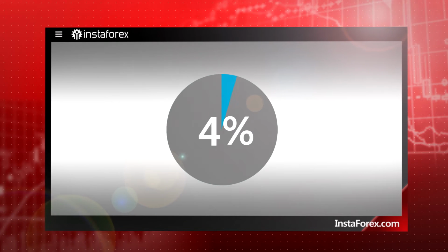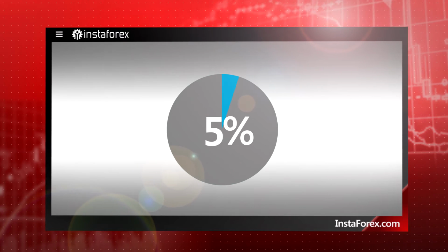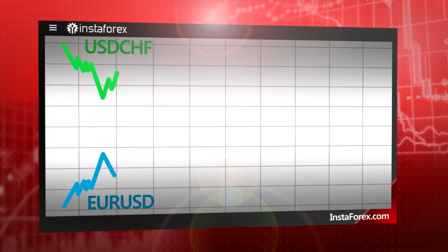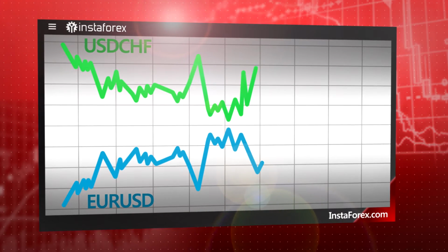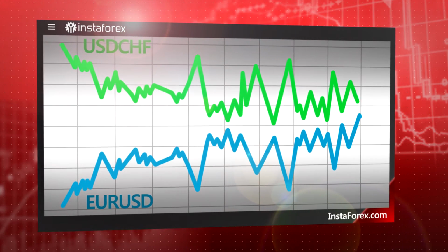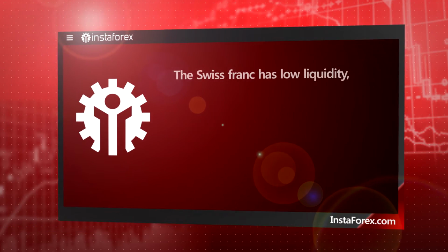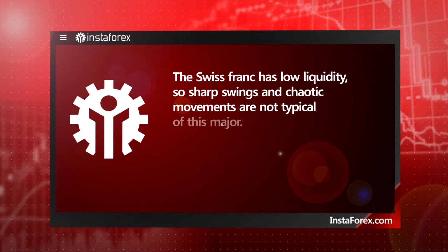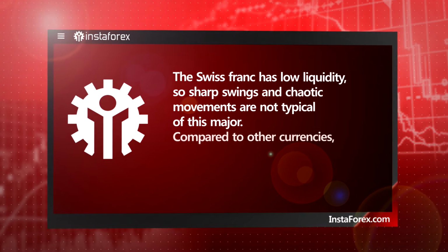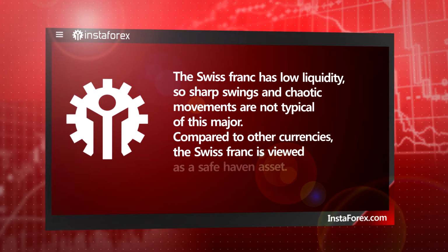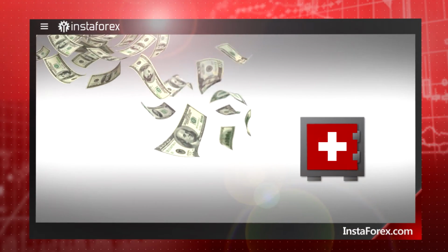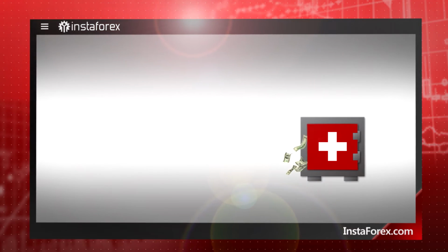US dollar and Swiss franc. According to the Bank for International Settlements, trading in the dollar-franc pair makes up roughly 5% of the total foreign exchange daily volume. The main peculiarity of this currency pair is that it is negatively correlated to the euro-dollar pair. The Swiss franc has low liquidity, so sharp swings and chaotic movements are not typical of this major. Compared to other currencies, the Swiss franc is viewed as a safe haven asset. Amid geopolitical disturbances, a large bulk of capital flows to Switzerland.